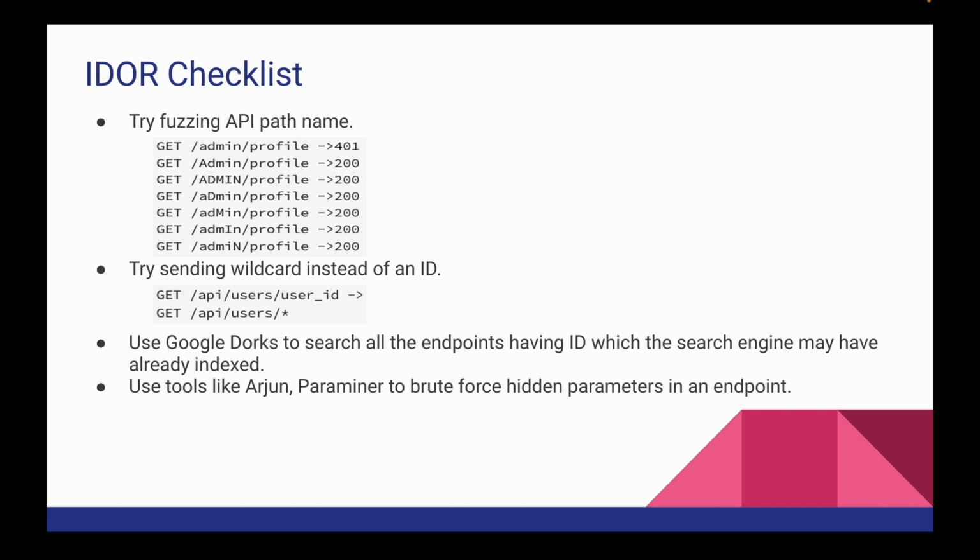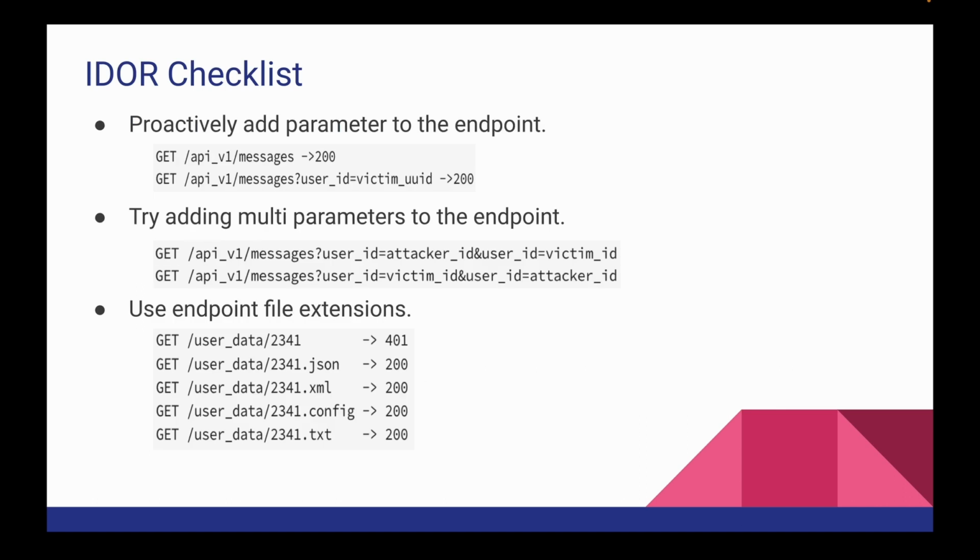So use tools like Arjun and ParaMiner to brute force the hidden parameters in an endpoint. Proactively add parameters to the endpoint. Like you can see over here, there is no parameter in this endpoint and you are getting 200 OK. So proactively give a user ID value and the ID parameter, and you might get the user ID information instead of these messages. So you can try fuzzing like this as well.